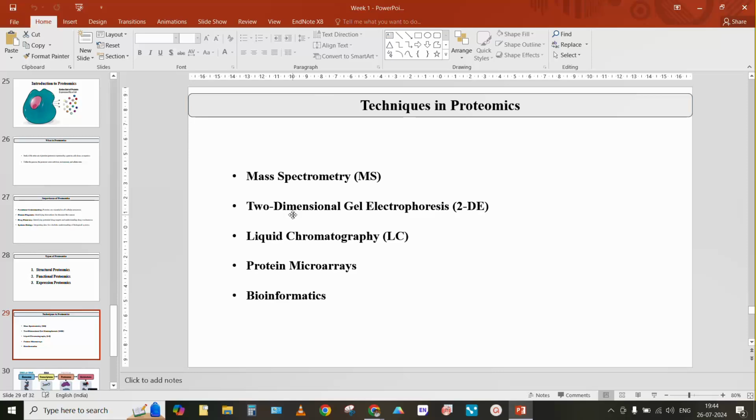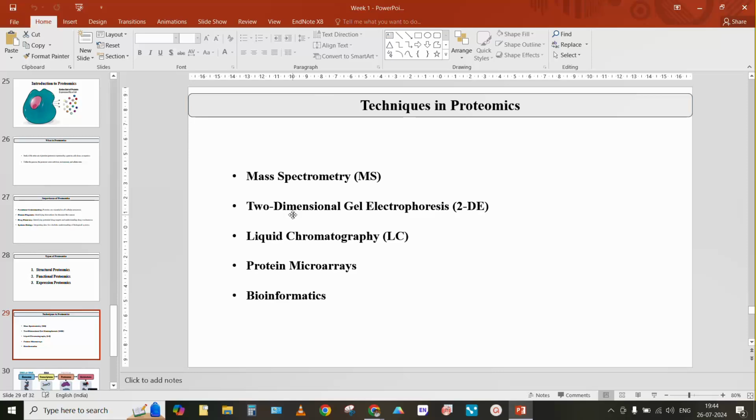And the third one is liquid chromatography. It is often coupled with mass spectroscopy, which is called LCMS. This technique separates proteins or peptides in a mixture. It enhances the sensitivity and resolution of mass spectroscopy, allowing for more precise protein identification.